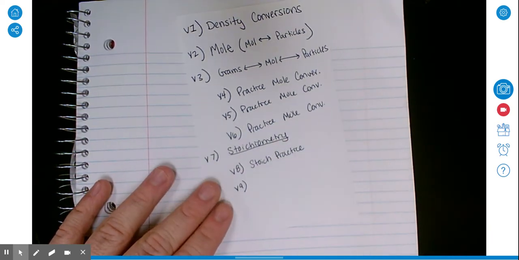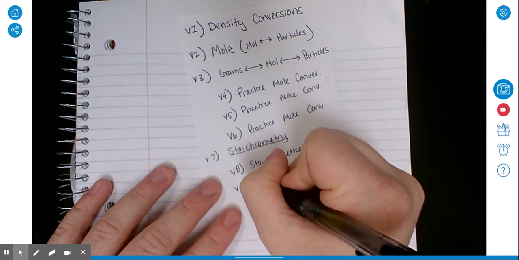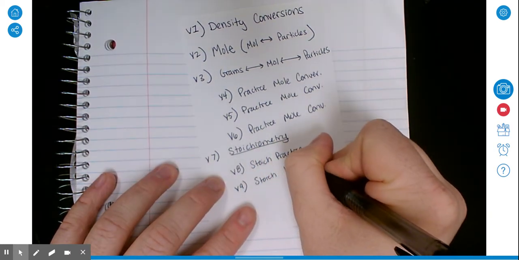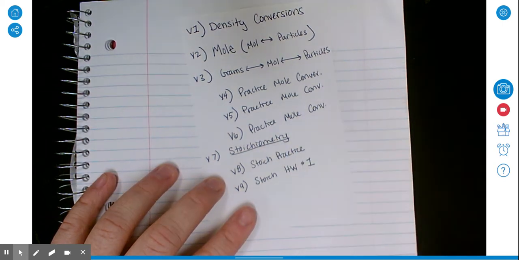You can probably tell this is more stoichiometry practice. This is actually going to be the practice that goes with homework sheet number 1, Stoic homework number 1. I'm going to do the first page and then you guys are going to do the second page.